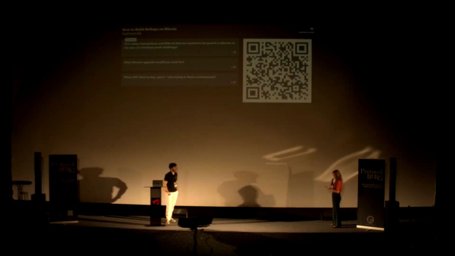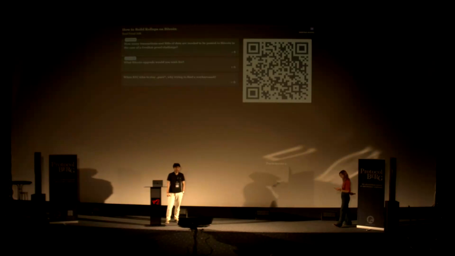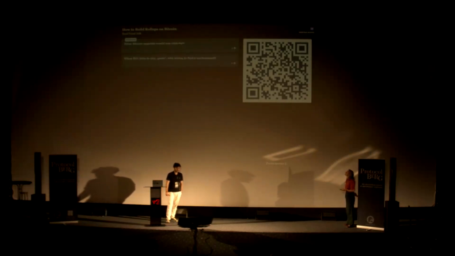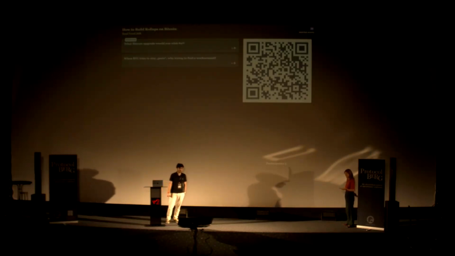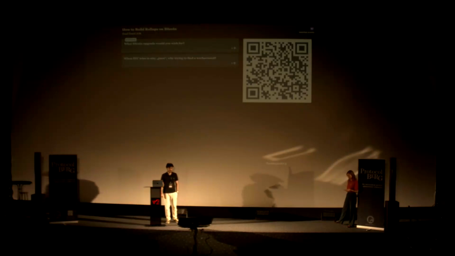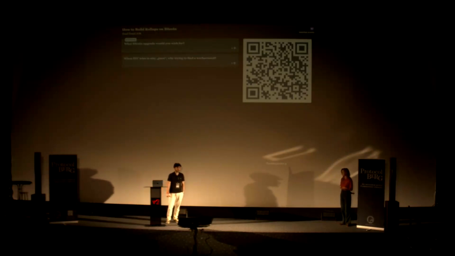Sure. What Bitcoin upgrade would you wish for? I personally like CTV plus CSFS, so CheckTemplateVerify and CheckSigFromStack, because it opens a lot of possibilities related to covenants. It reduces BitVM costs a lot. It's basically a great addition to Bitcoin.